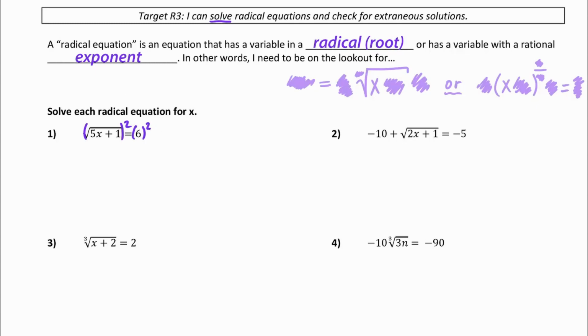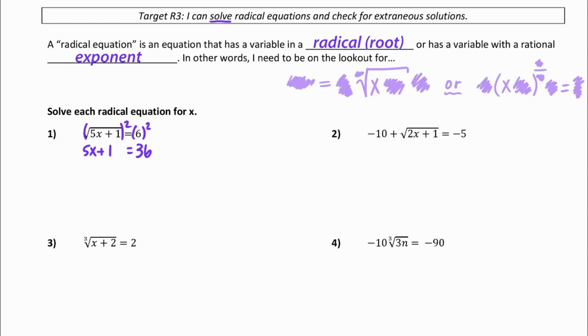But we don't get to do that without squaring the right side. That's pretty easy to do. 6 squared is 36. But what happens to the other side? Do we get 5x plus 1 by itself? Or, as we've seen before in prior chapters, do we get the absolute value of that side? And it's kind of interesting.